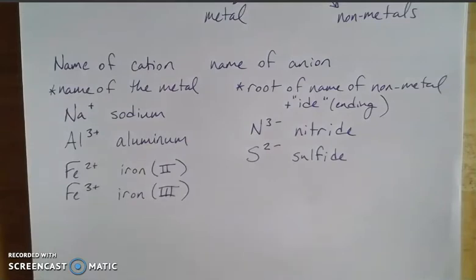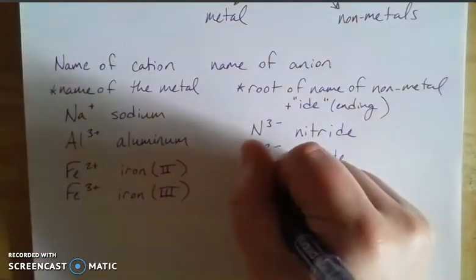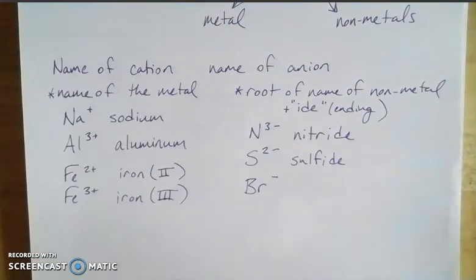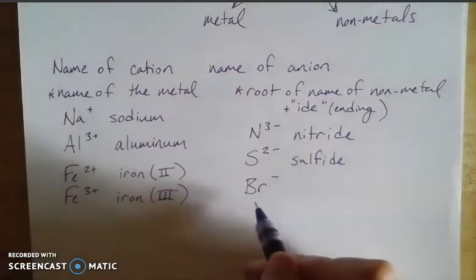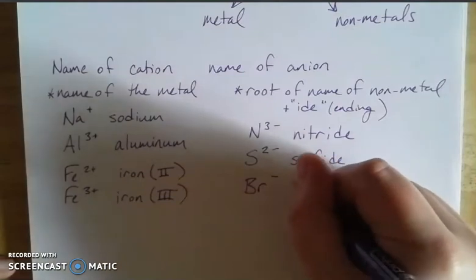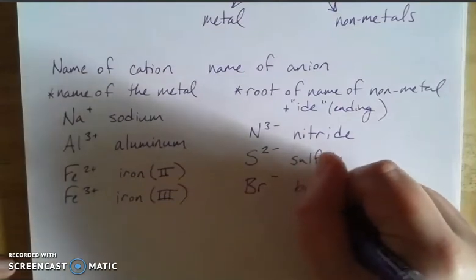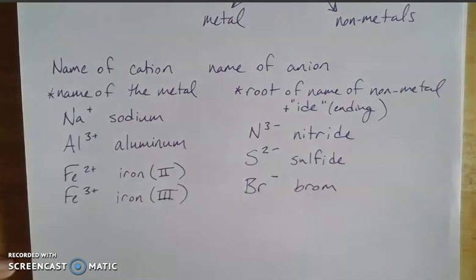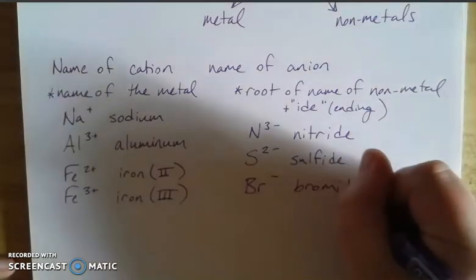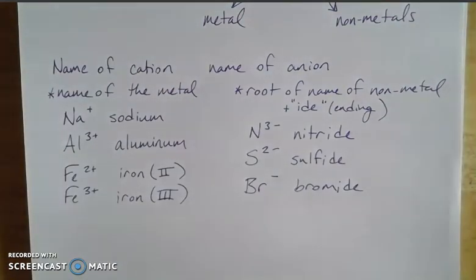Okay, let's think about one of the halogens. Let's take this guy. So bromine is a halogen. When it picks up an electron to have a full valence, then we have a -1 charge. This is bromine, so we take off the "ine" ending, keep the brom, and then we end it with IDE. It's the bromide ion. Okay, so we have the name of the cation, name of the anion.